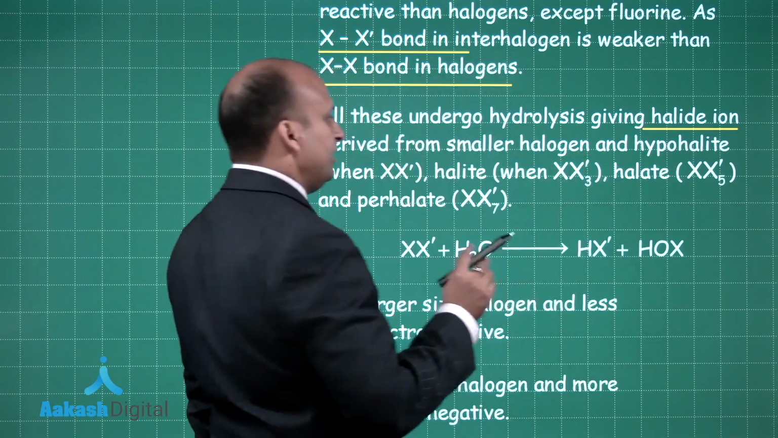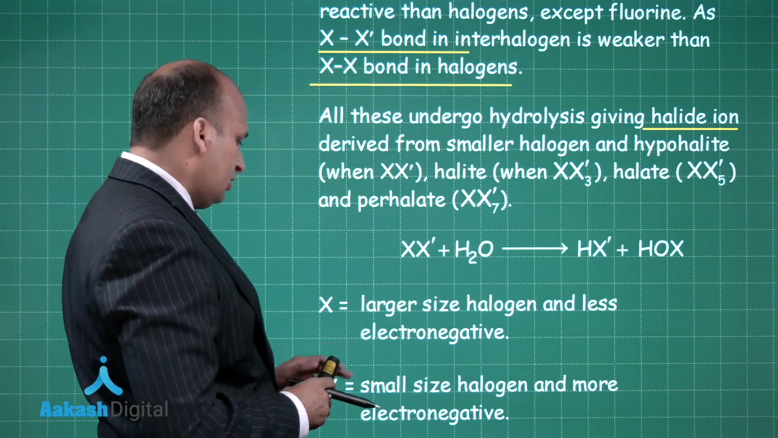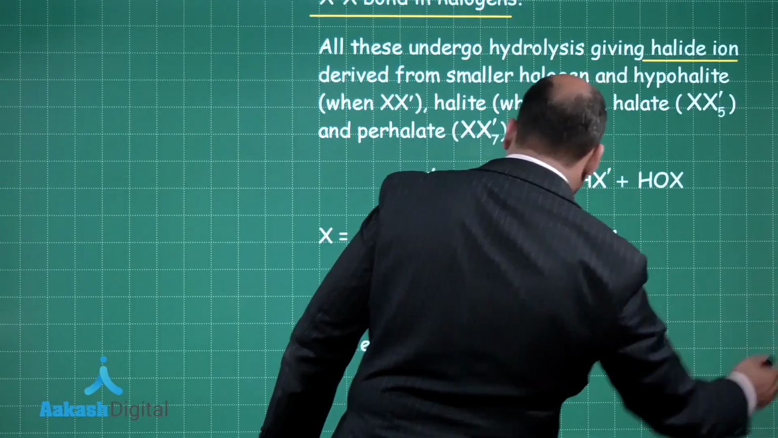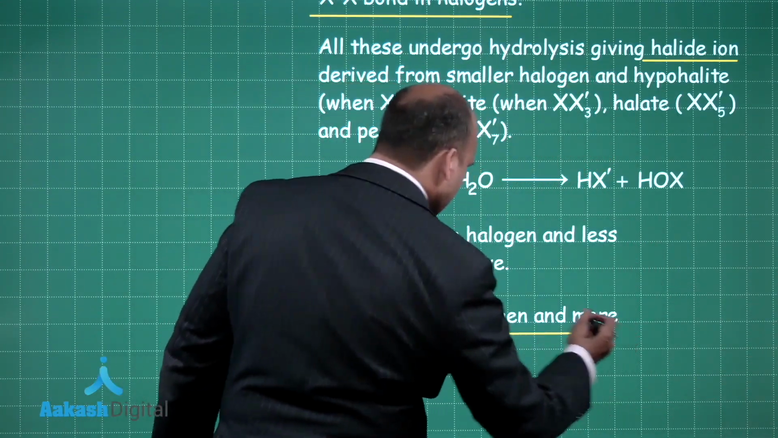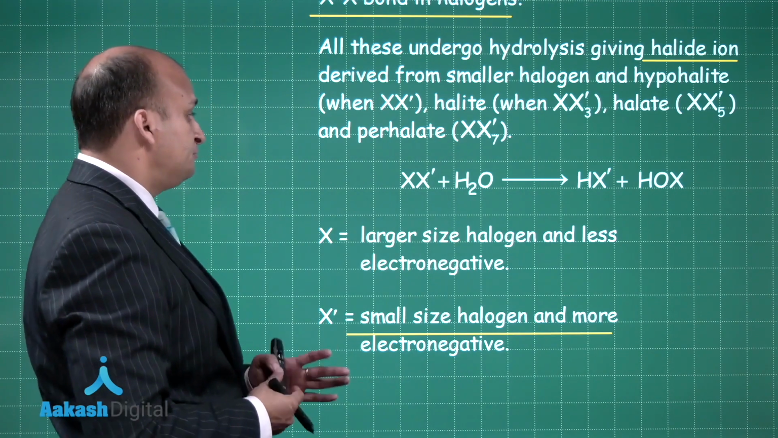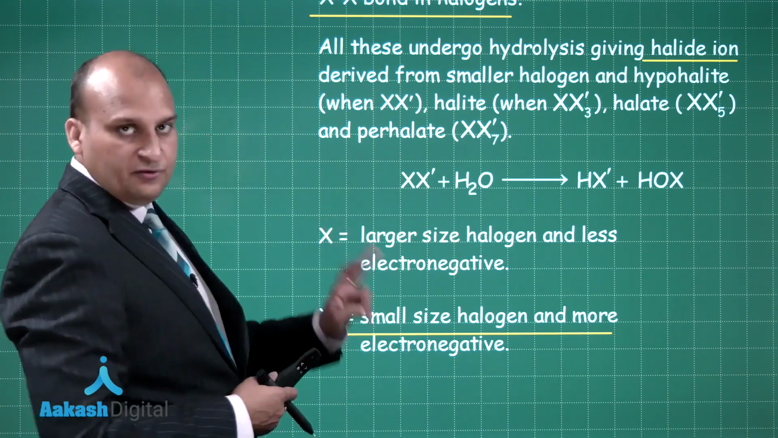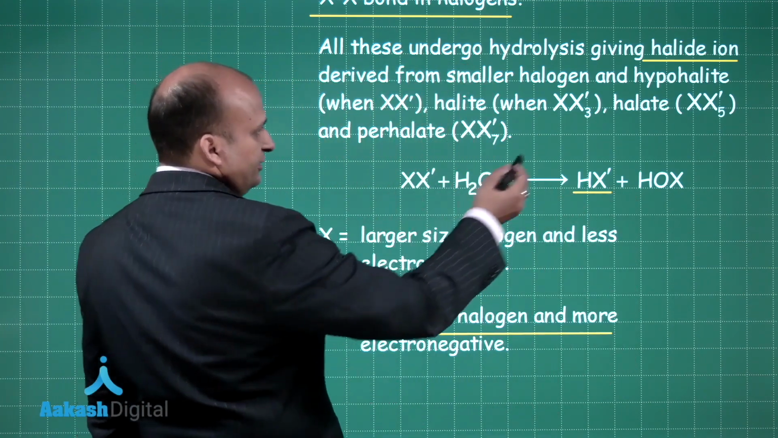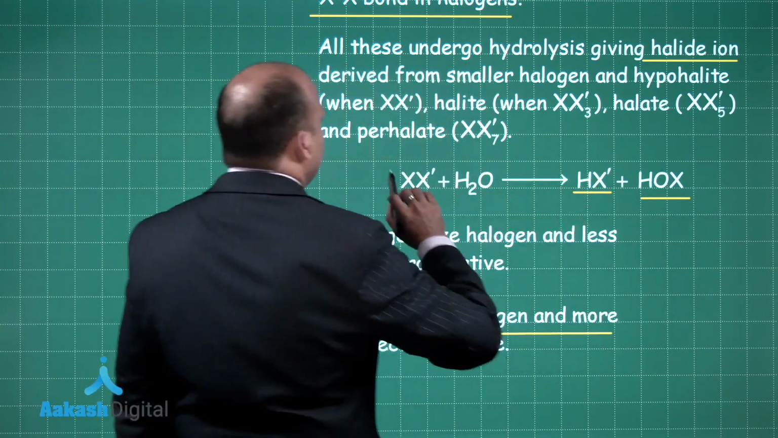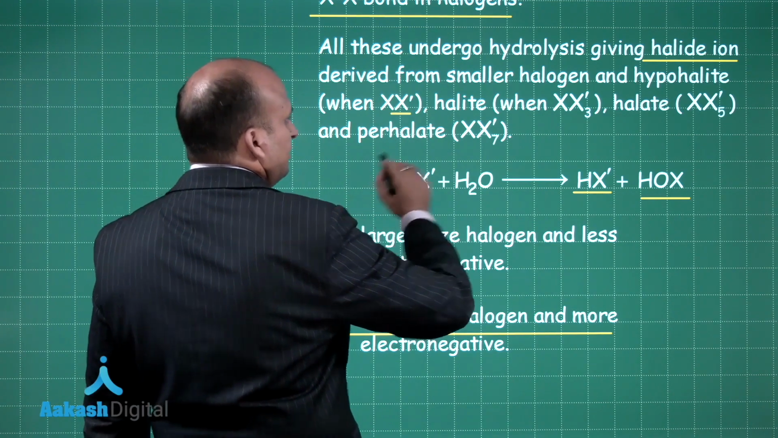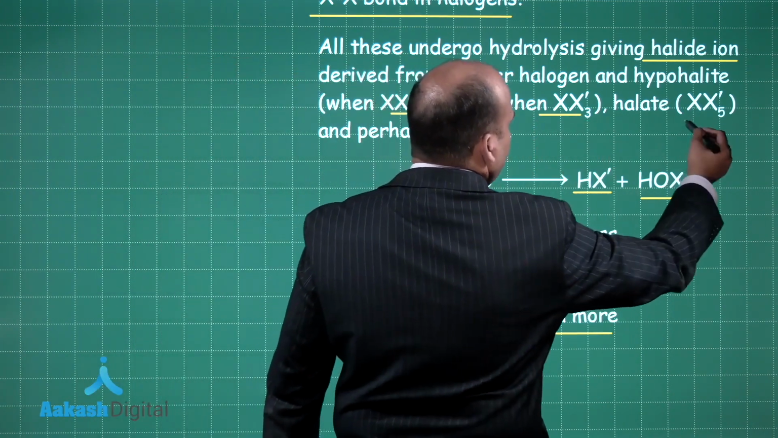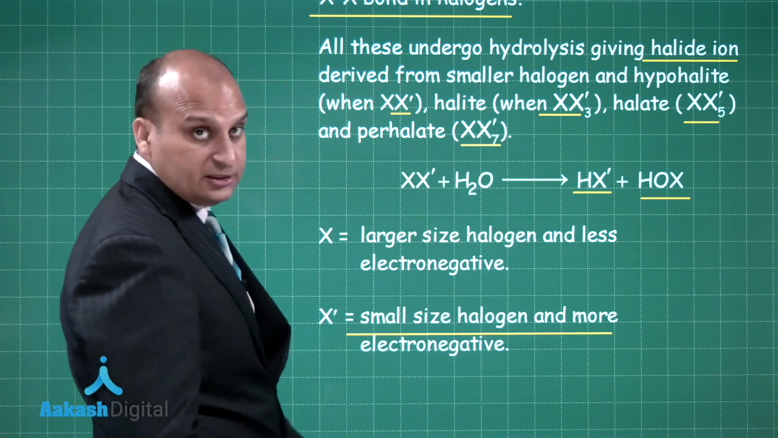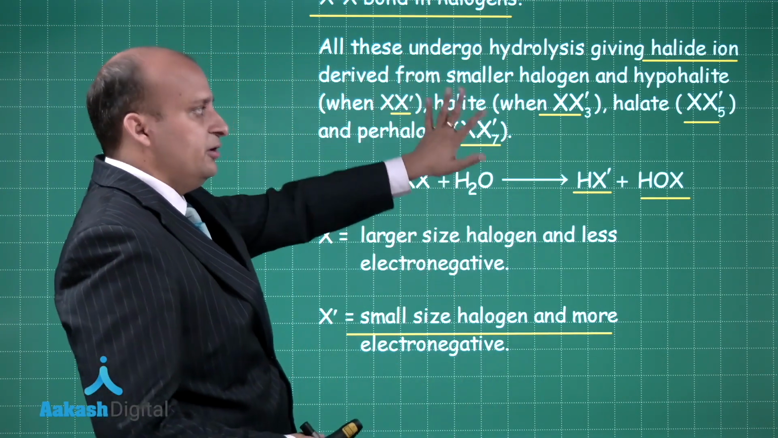Please remember, halide ion will be derived from the smaller halogen. So you see over here, X' is, we are taking X' as the smaller size halogen and more electronegative. Okay. So this X' will form the halide ion. See, it is forming the halide ion. And the X will form, like in this case, it is forming hypohalite. Hypohalite when XX', halite when XX'3, halate XX'5, and perhalate when XX'7. This is a very important point. Please note it down.